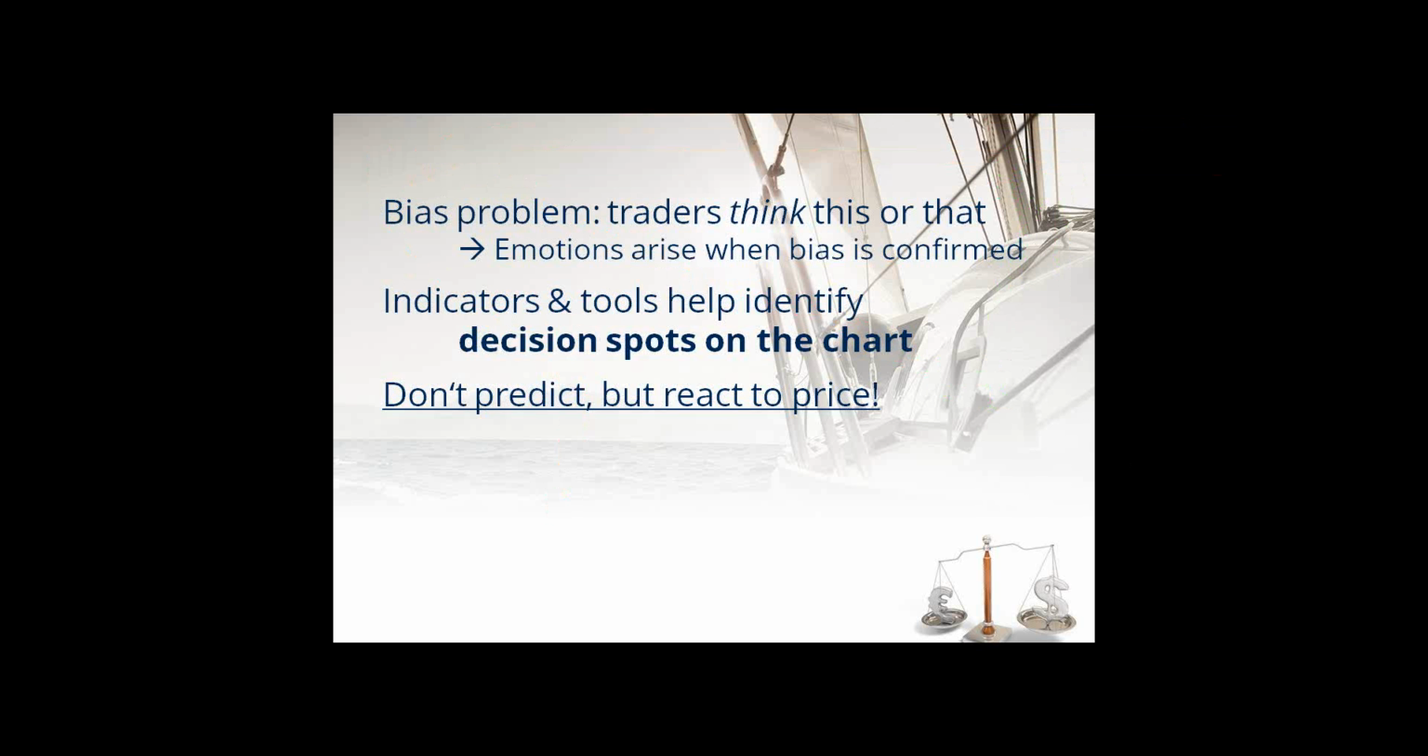The advantage of having decision spots on the chart is that we're not predicting but reacting to price. What we want to do is make a reaction plan, a trade plan, and let price do whatever it wants to do. Price is neutral, we're neutral, and we're just responding to whatever it wants to do. We don't want to impose our opinion or our ideas on it.